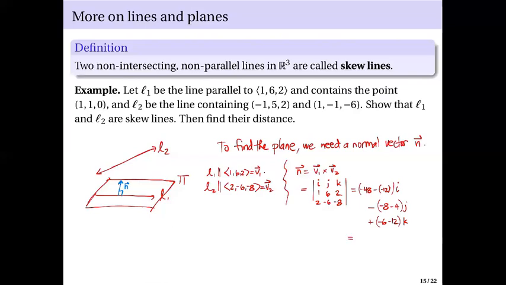And this is equal to what? Minus 48 plus 12, that's minus 36, comma. Minus 8 minus 4, that's minus 12. There's a minus here, so plus 12, comma. Minus 6 minus 12, that's minus 18. So you have minus 18 here. So this vector n will be the normal vector for our plane pi.